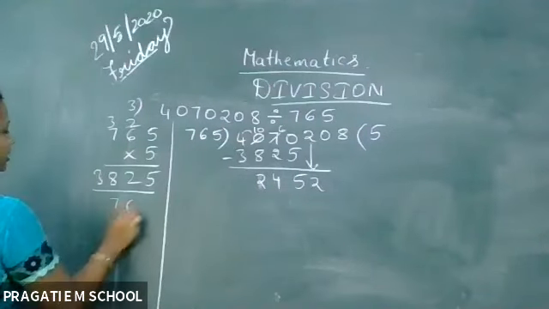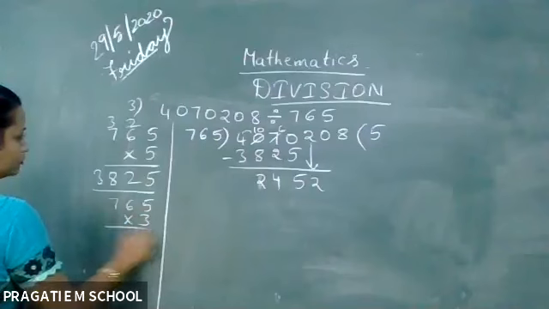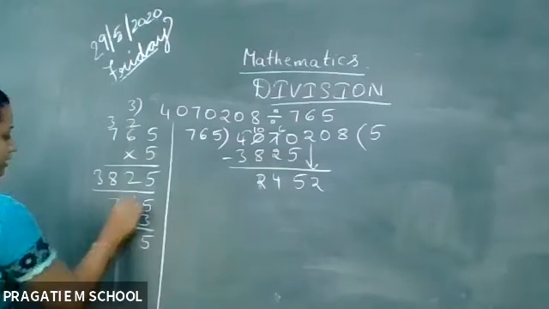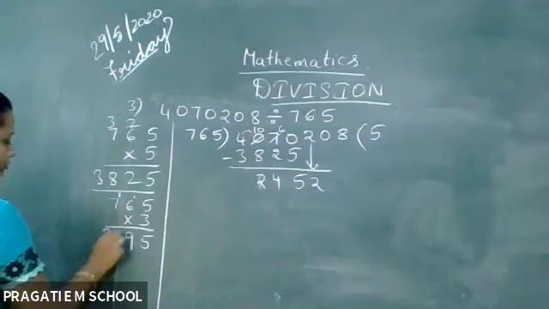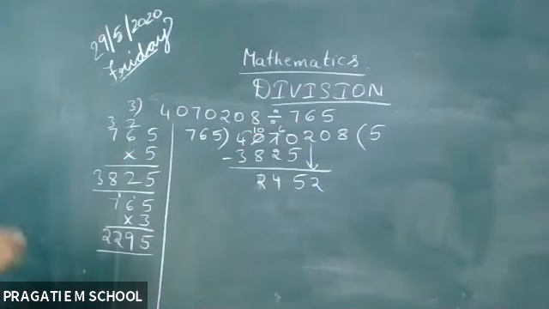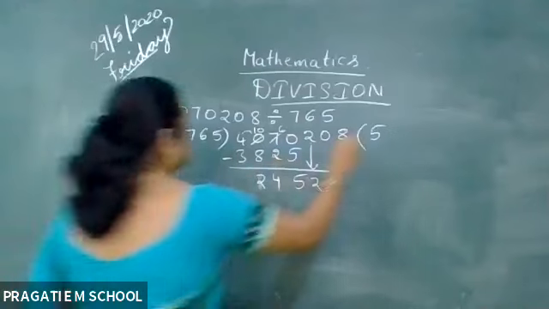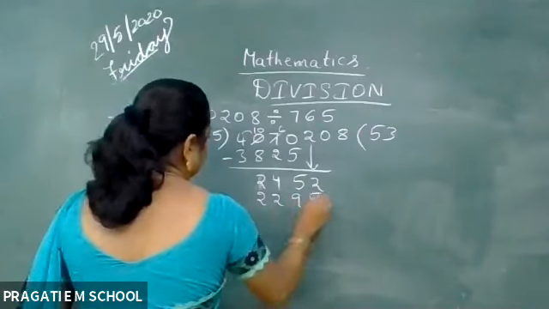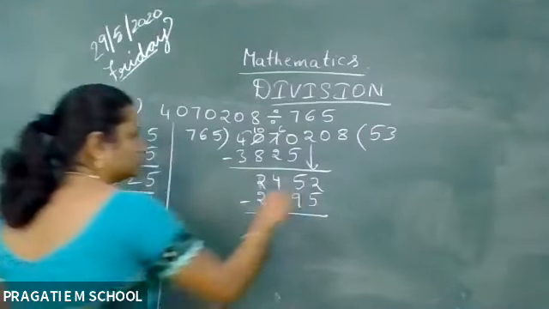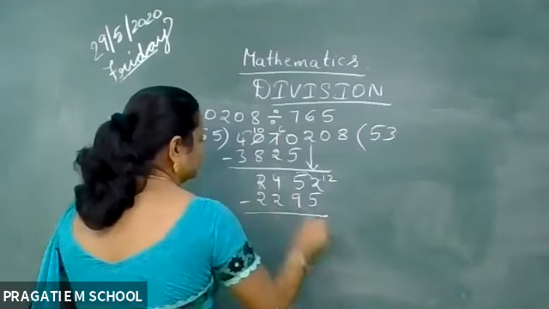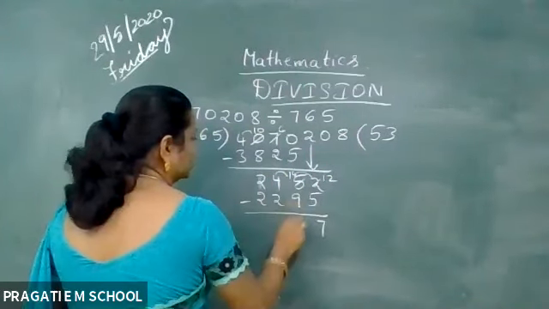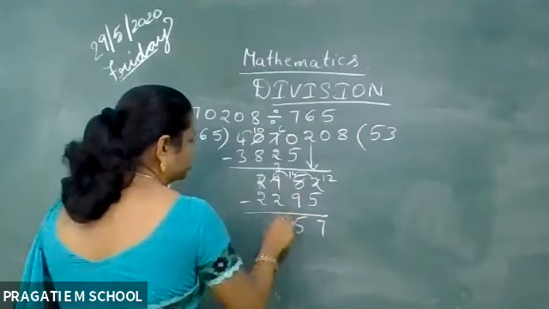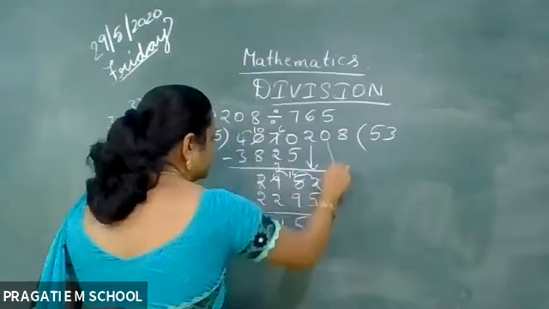Let us check 765 3s. 3 5s are 15, 3 6s are 18 plus 1 is 19, 3 7s are 21 plus 1 is 22. When we are checking with 765 4s, it will become more. Okay, greater. So what we are doing? 765 3s, 2295. So 12 minus 5 we have 7. Here 4. Again 14 minus 9 is 5. Here we have 3. 3 minus 2 is 1. So bring again 0 down.